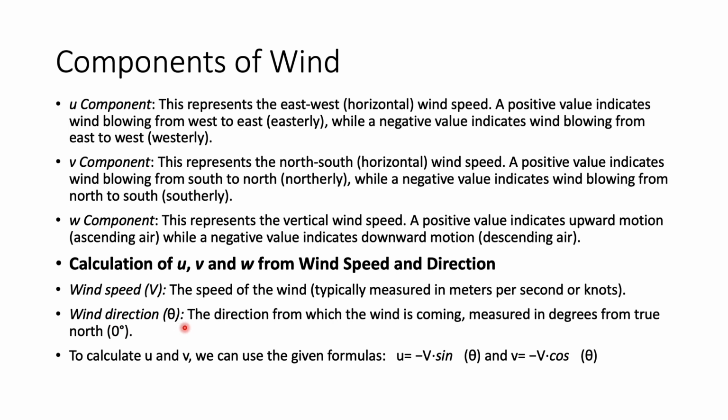The wind direction theta is the direction from which the wind is coming. It is measured in degrees from true north, 0 degrees. To calculate U and V, we can use the formula U is equal to minus V dot sine theta, and V is equal to minus V dot cos theta.